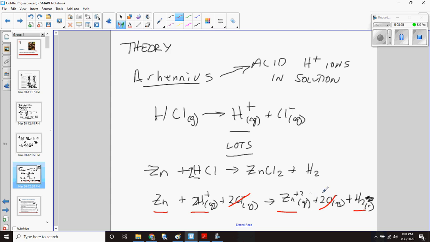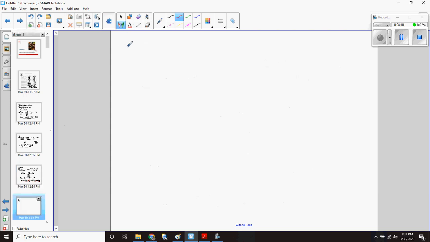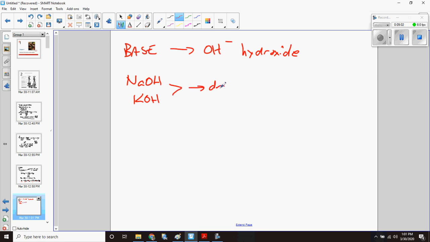Okay, so Arrhenius theory says an acid is something that adds hydrogen ions into solution. And a base, if we comparatively look at what a base does, Arrhenius theory says a base is going to add hydroxide, OH-, ions into solution. And that's great because we know lots of bases. You can go to Home Depot and buy something called NaOH or KOH, and these are great bases. We use these for drain cleaner or even an oven cleaner.